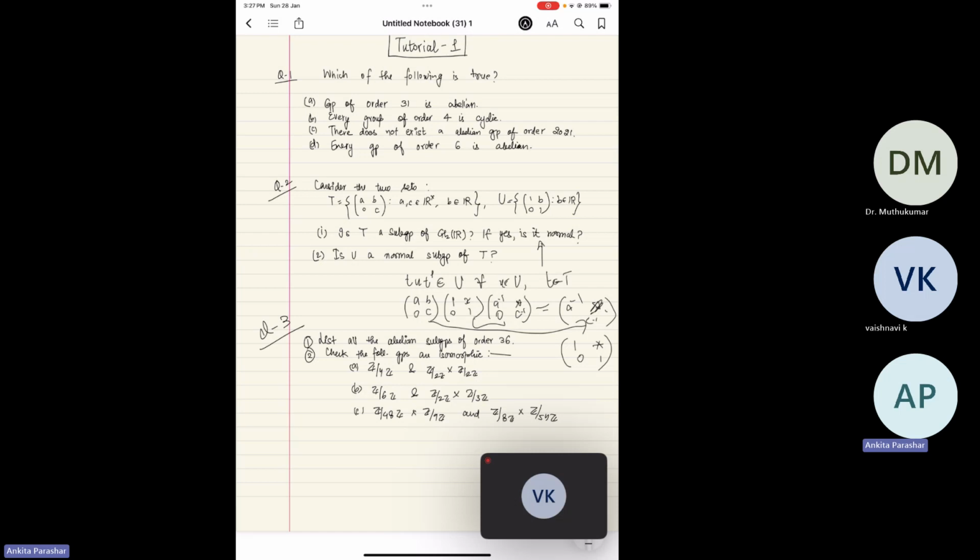Can anybody tell me how you proceed? I think this has been discussed in the class somewhere. Can you recall? Any of you? Okay, so the hint is the fundamental theorem of finite abelian groups. This is a finite group, also abelian. Is there anybody who remembers the statement?